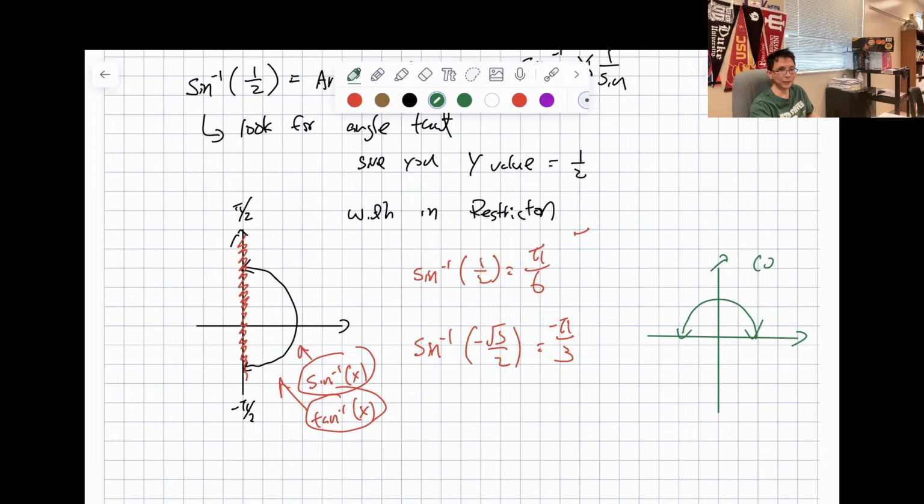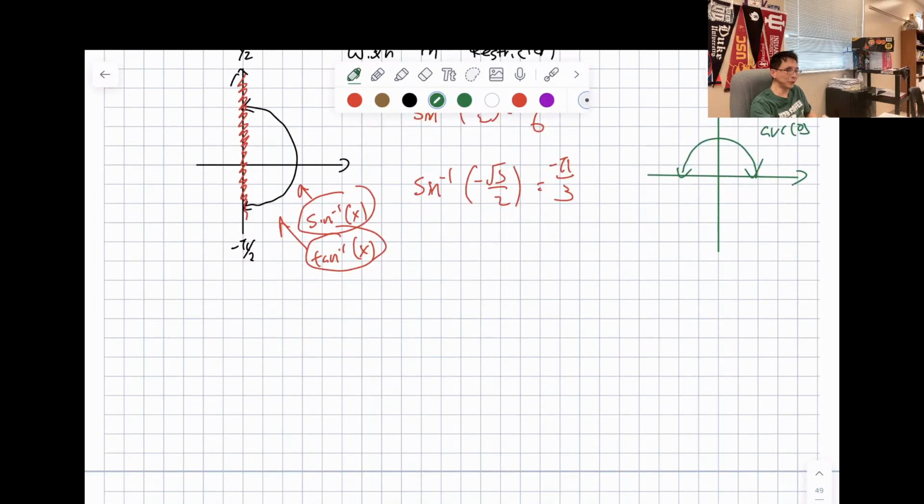So cosine inverse is the top two quadrants, or arc cosine. You don't need to know the arc secant, arc cosecant, arc cotangent. That's not that important, but you need to know that. So what do you think of tan inverse of negative square root of 3? Can somebody tell me what's tan inverse of negative square root of 3?